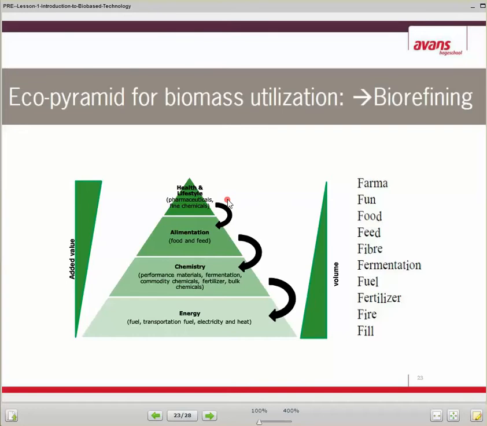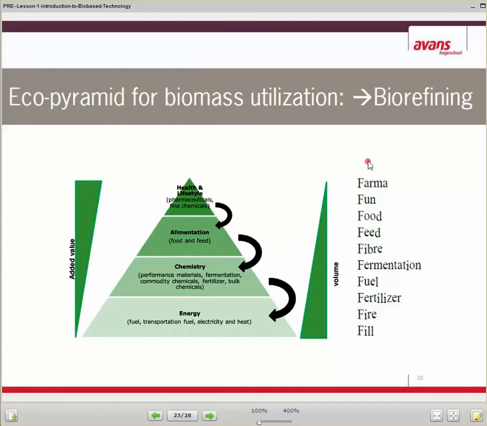And yeah, so this is where lots of research is going towards, including my research, looking at the basic chemistries of biomass and how to produce high value products, but with low volume.